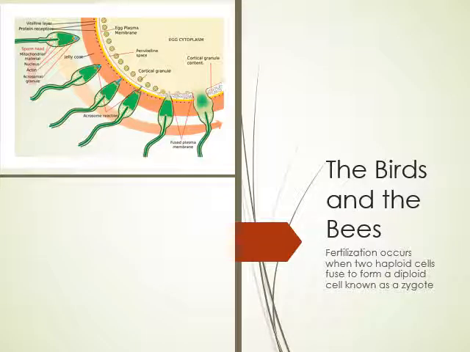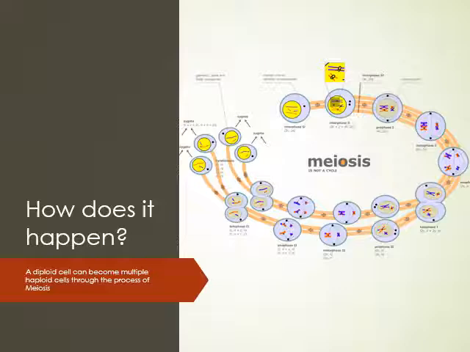So, the way this works, haploid, they fuse. This becomes known as a zygote. That zygote then is going to very quickly undergo mitotic cell division.